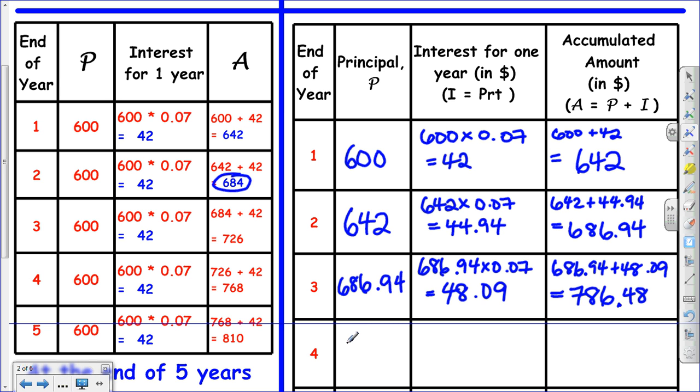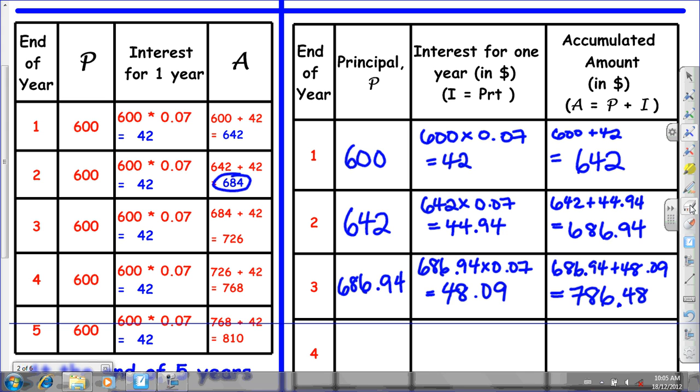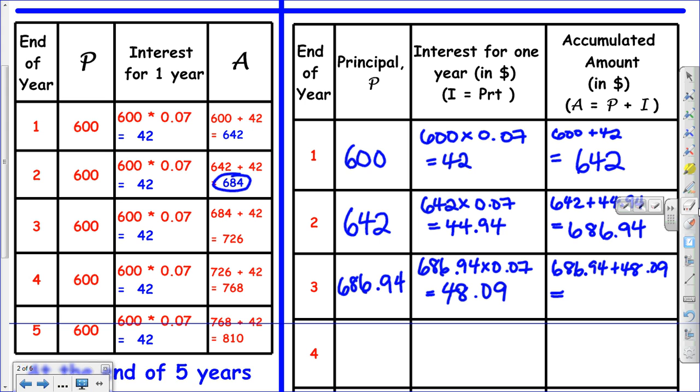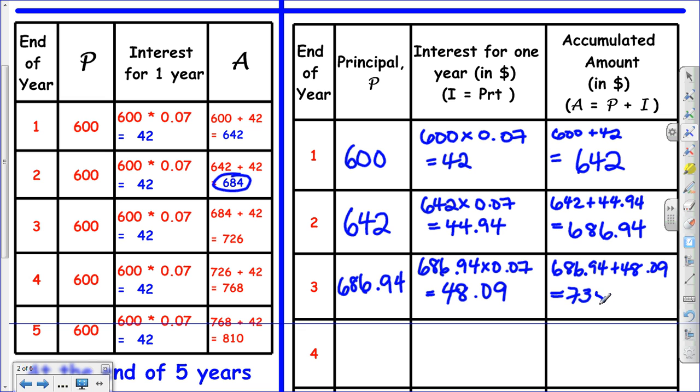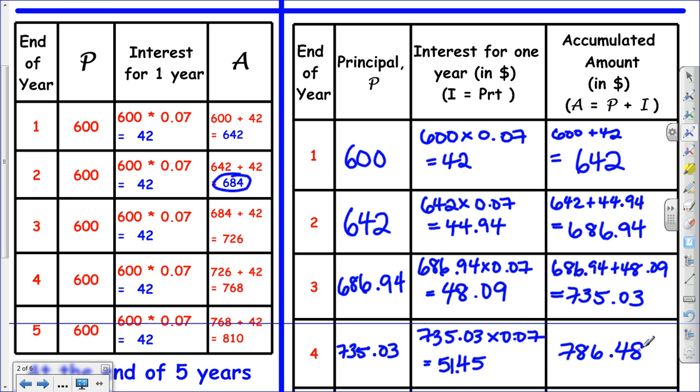Oh, wait a second, I think I made a mistake. Yes, I did. I've written the wrong amount here. Pardon me, let me fix that. I'm ahead of myself. So 48.09 is 735.03. I went 1 year beyond on my little chart that I'm reading the numbers off of. So this is 735.03. And then if I multiply 735.03 by 7% for the interest for that year, I get 51.45. And then if I add those two, I get 786.48. And I think you see the pattern now.